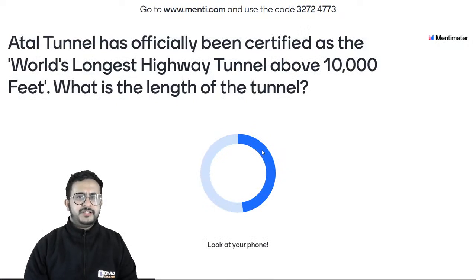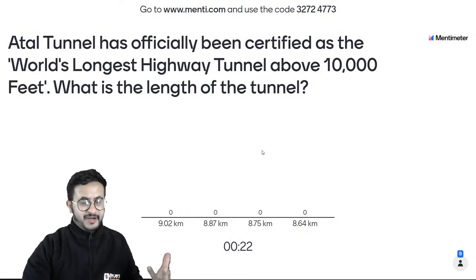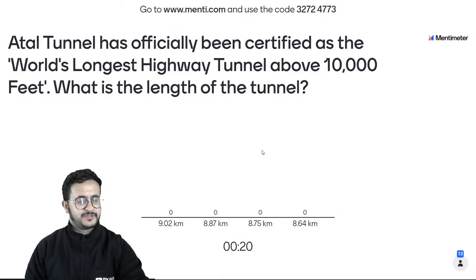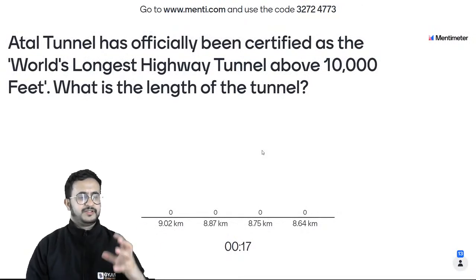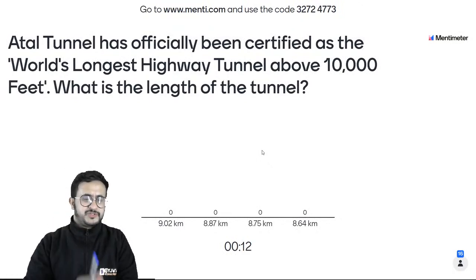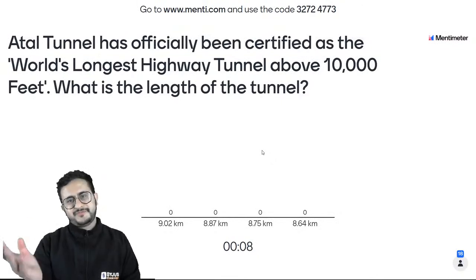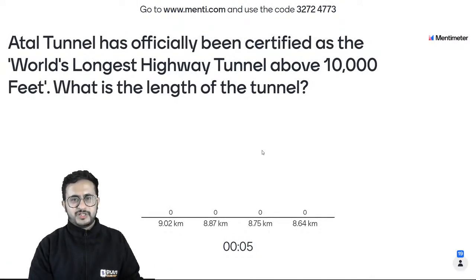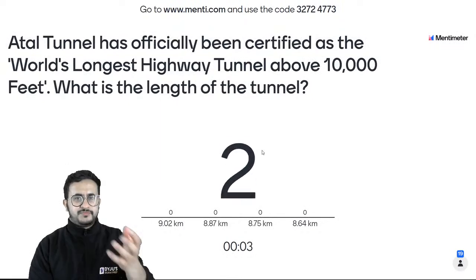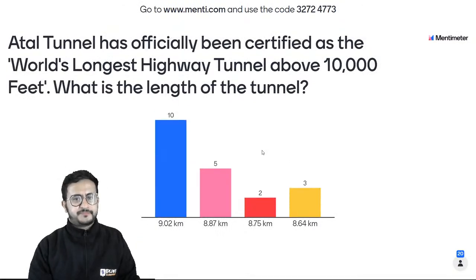Atal Tunnel has officially been certified as the world's longest highway tunnel, about 10,000 feet. What is the length of the tunnel? Okay, so I told you that CMAT is notorious for asking questions wherein they ask for the length of things, right? Like last year, they asked the height of Mount Everest. The year before that, they had asked for some longest platform in the world. So a question on similar lines: what is the length of Atal Tunnel?